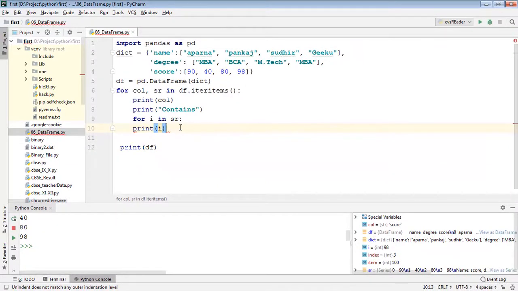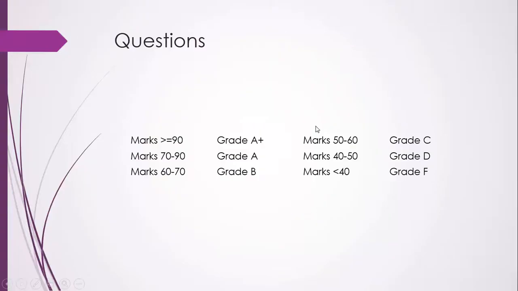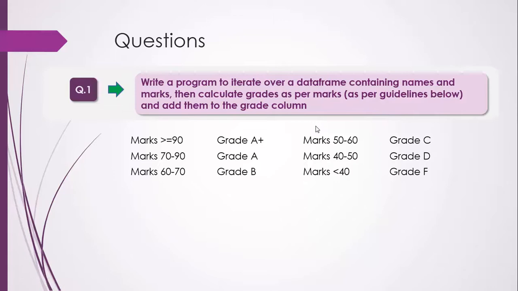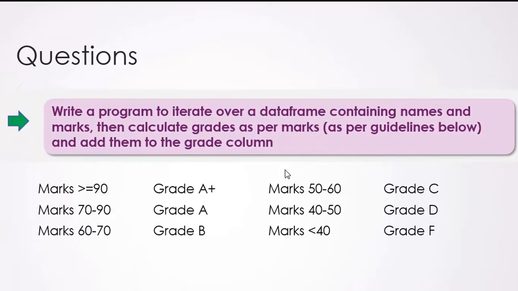So this concludes our tutorial, and let's go to our question section. For this session we have only 2 questions. Question number 1: write a program to iterate over a data frame containing name and marks, then calculate the grade as per marks, as per the guideline below, and add them to the grade column. So you have to make a data frame which contains only 2 columns initially, that is name and marks. Then you have to calculate the grade according to the table given. If a person has marks greater than 90, then the grade will be A plus, and so on. You have to create this column in the data frame.